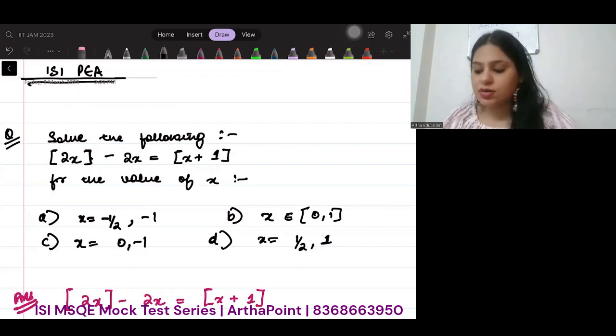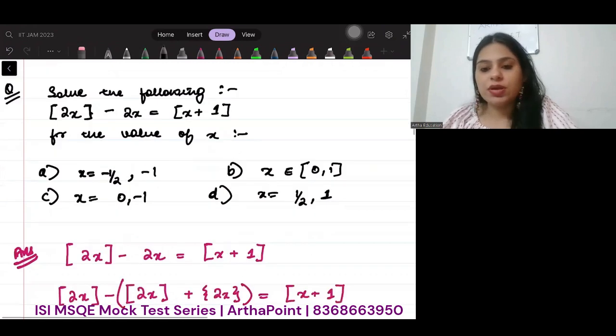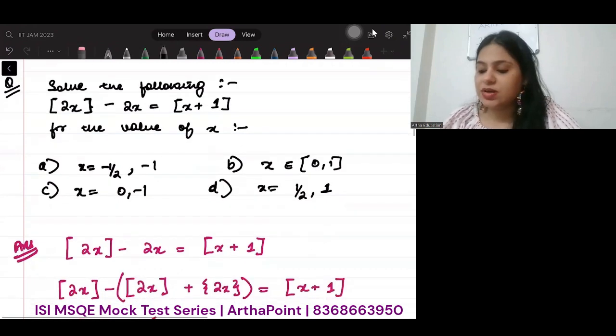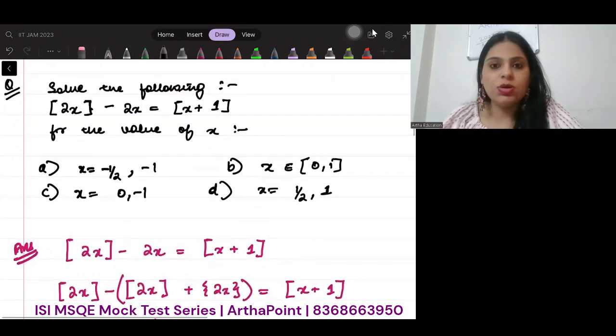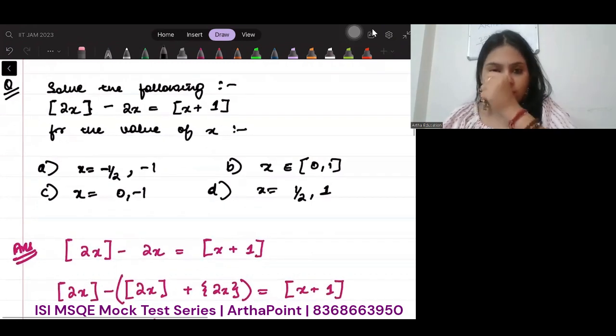This is a difficult one. Let us slowly look at this question. It says solve the following, and you are given the greatest integer of 2x minus 2x is equal to the greatest integer of x plus 1. Pause your screen for a second. Try to do it yourself first, then we will do it together.